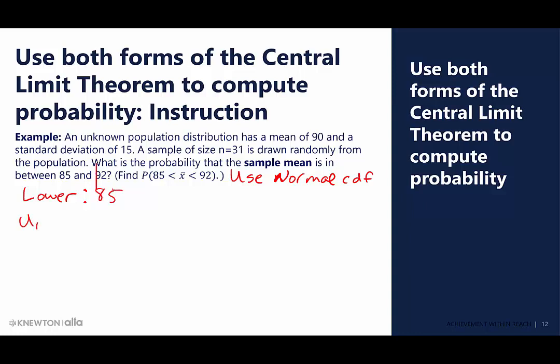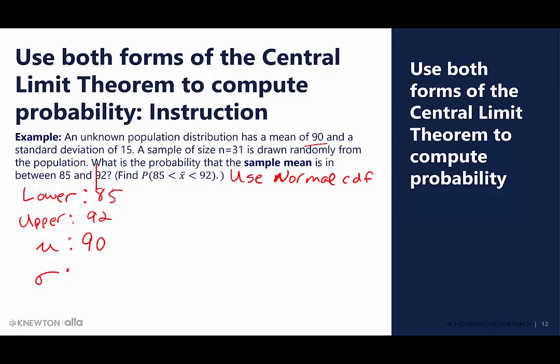And our upper bound has to be 92. Okay. We also need a mean for the normal CDF. So our mean will be, now we apply the central limit theorem. And the mean of the sample mean distribution is the same thing as the population mean. And it tells us the population distribution has a mean of 90. So our mean is 90.